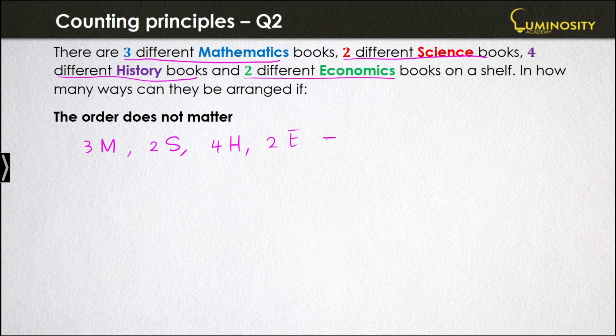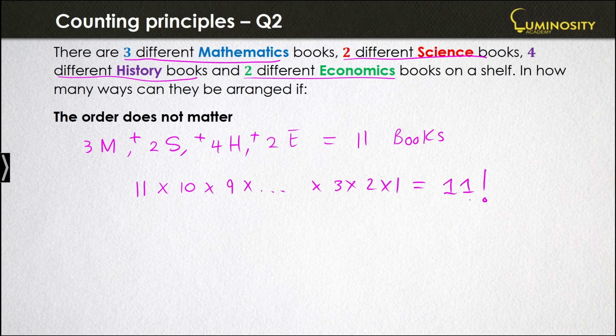So in total, we have how many? 3 and 2 is 5, 7, 11. So there are 11 books in total on the shelf. So the total number of ways that they can be arranged if the order doesn't really matter is 11 books for the first position, 10 books for the second, 9 for the third, all the way up to 3 times 2 times 1. So that is 11 factorial.